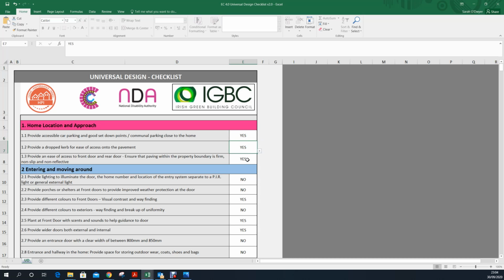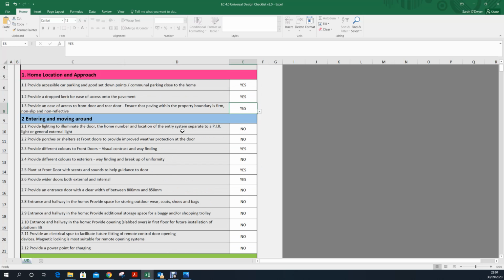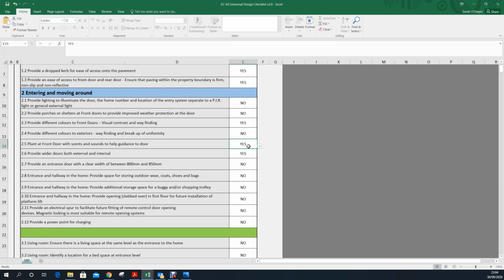The drop curb would be achievable. The ease of access to the front door and the rear door. Just note that's different to the regulation, so it's asking for both front and back. Let's say yes again. It's probably once you know that you're doing it and you can put it within your tender document, that's achievable for not too much extra cost. And then different colours is probably achievable. Plant at the front door is achievable, perhaps, and wider doors, external and internal is probably achievable.